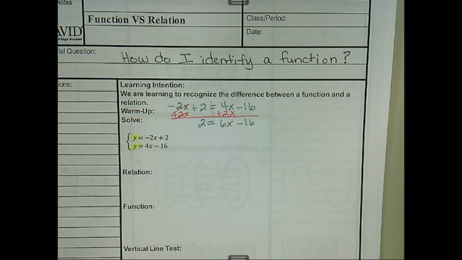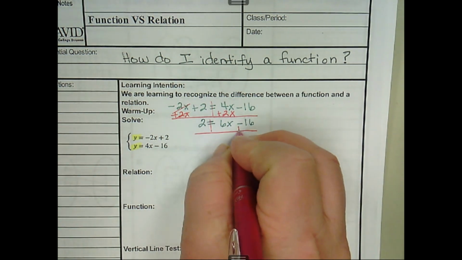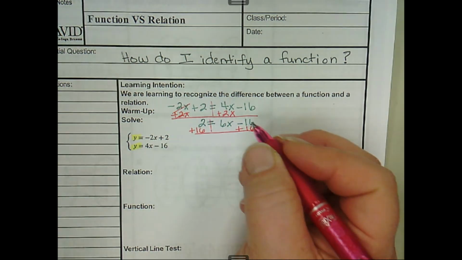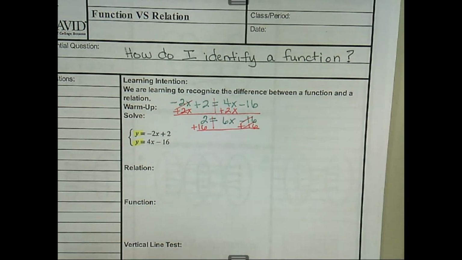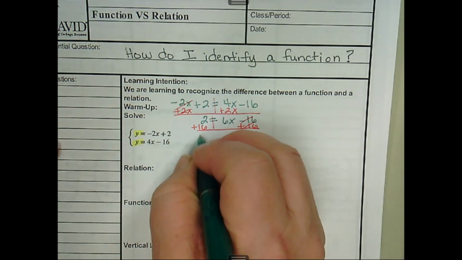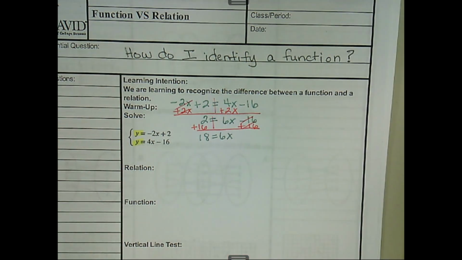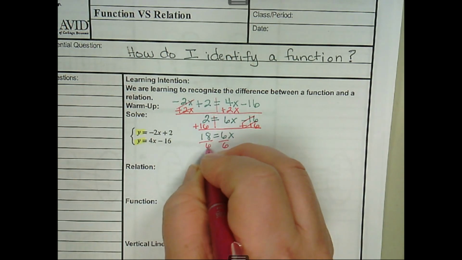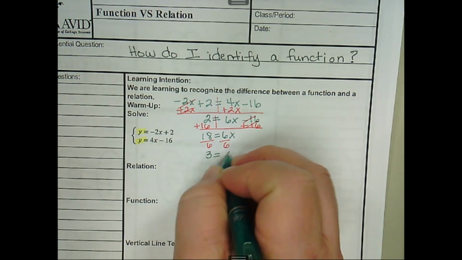Now I need to move the 16 to the other side. The opposite of subtraction is to add. What I do to one side, I have to do to the other. I eliminated it on this side. 2 plus 16 is 18, is equal to 6x. Last step, divide by 6. 3 is equal to x.